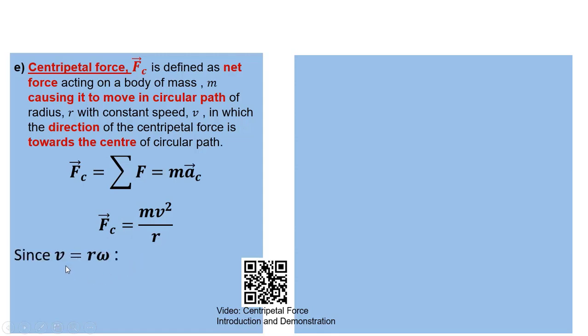In the previous lesson, subtopic 6.1, you have already learned about the relation between velocity and angular velocity. This is the linear velocity and this is the angular velocity. So from this relation, centripetal force can also be written in this form: Fc equal to m r omega squared, or Fc equal to m v omega.